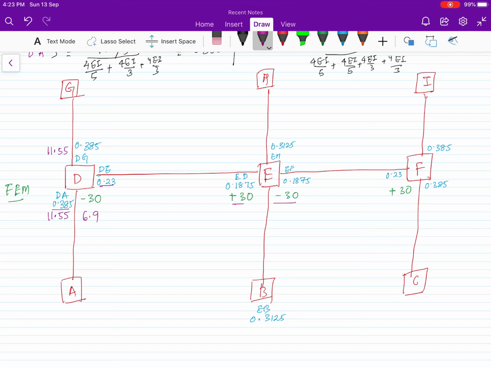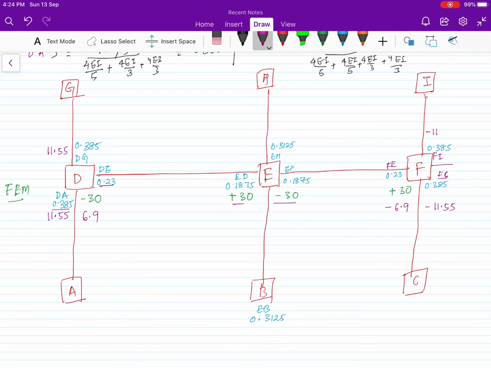Similarly at point F also, as it is plus 30, we will add. So minus 6.9, it will be minus 11.55 for the column. So this is for F, C, and this is for the beam. This side I am writing for the beam FE, and the above is for FI column.